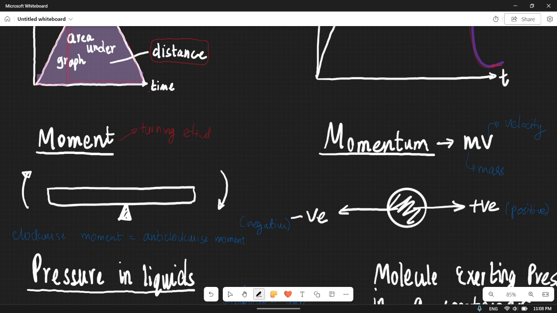This is what it basically is. So this is the clockwise movement, and I think this arrow should have been like this rather. So clockwise movement, and this is the anti-clockwise movement. Now when this clockwise moment is equal to the anti-clockwise moment, that is when this thing is in equilibrium. That's why it's stable like this. So that's moment.